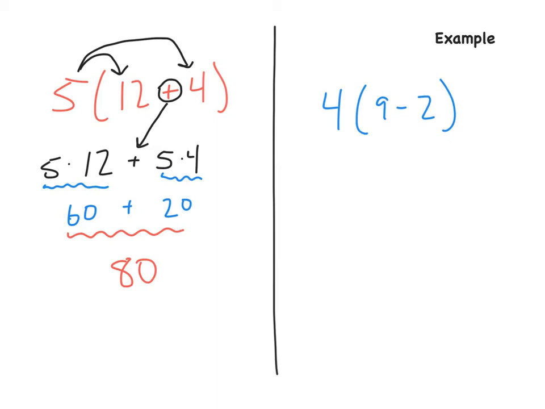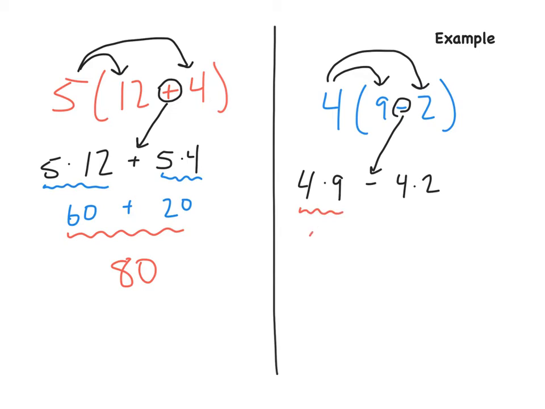Alright, so we have 4 times, and then in the parentheses we have 9 minus 2. So the first thing, multiply 4 times 9. Bring down the minus sign. Multiply 4 times 2. Now we just solve. 4 times 9 is 36, minus 4 times 2 is 8. So now we have 36 minus 8, which is equal to 28. 28 is our final answer.